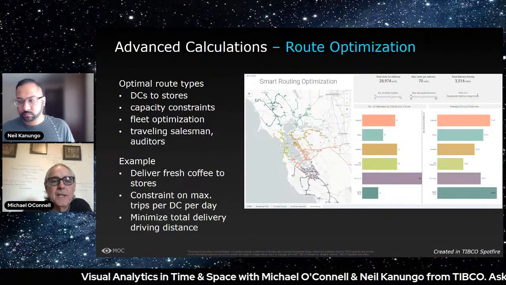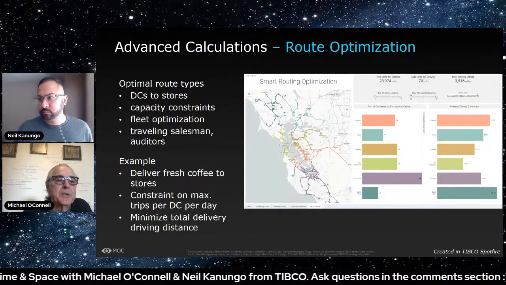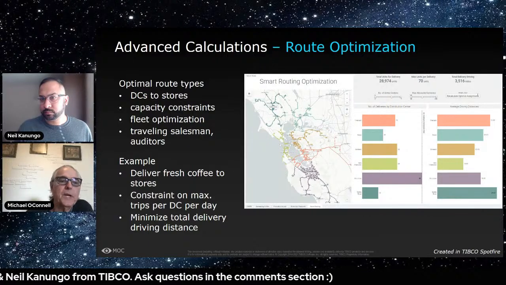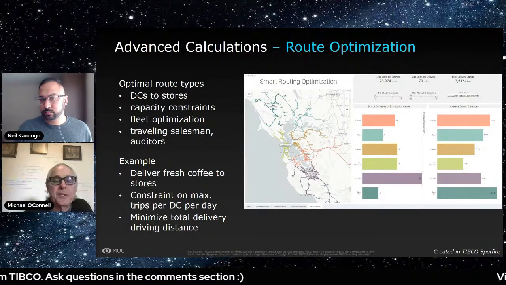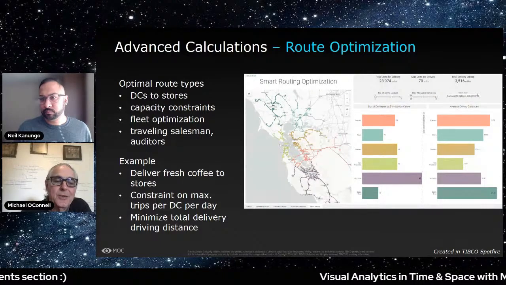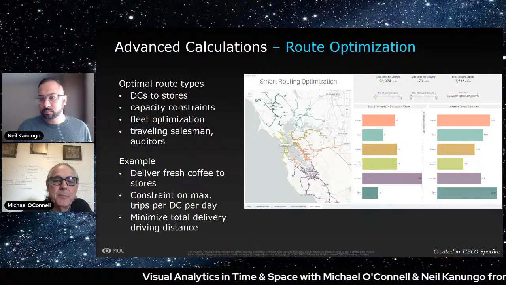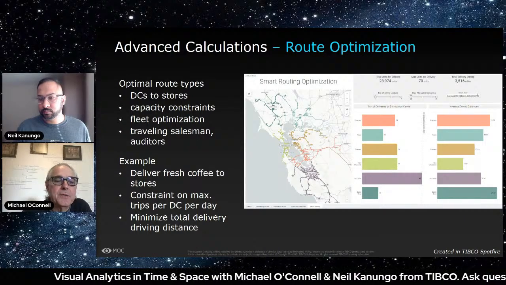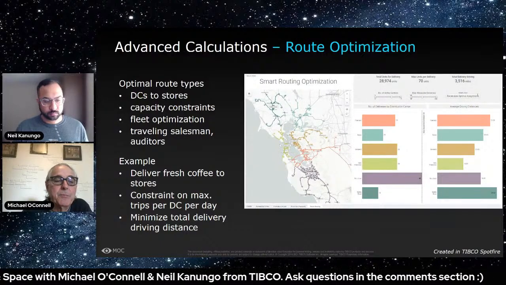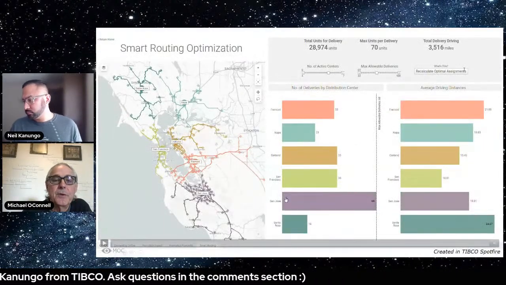Now, some other examples of advanced calculations. If you have a certain set of distribution centers and you want to make deliveries to stores, this is an example where we're going to see which deliveries are made from which distribution centers to which stores. There's a constraint on the maximum number of trips you might make per distribution center per day. This example is for delivering fresh coffee to coffee stores, and you also want to minimize the total delivery driving distance to get the most efficient delivery route.